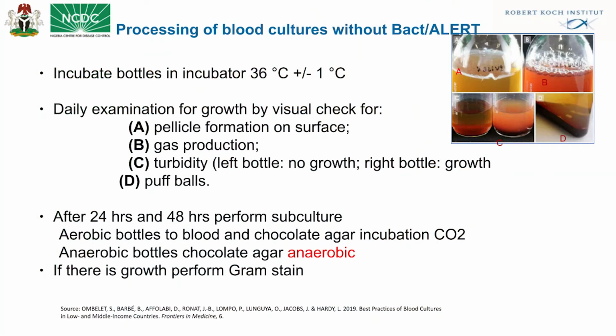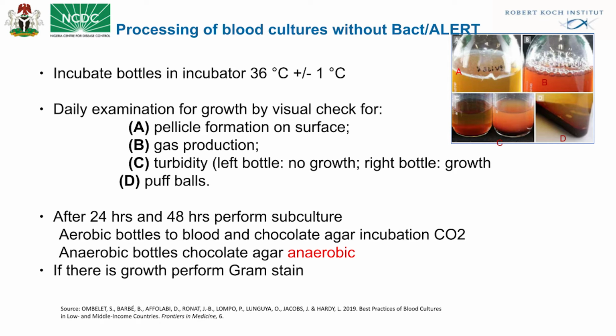And in that case, most of these analyses have to be done manually. In that case, all that is needed is an incubator, and the bottles placed in the incubator are kept at 36 degrees centigrade, plus or minus 1 degree centigrade, and are examined daily for growth by visual check. And this could be in the form of pellicle formation on the surface of the broth, gas production, which is seen as bubbles on top of the medium, and turbidity.